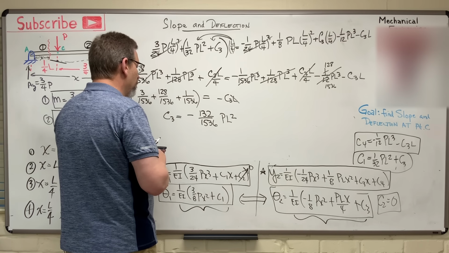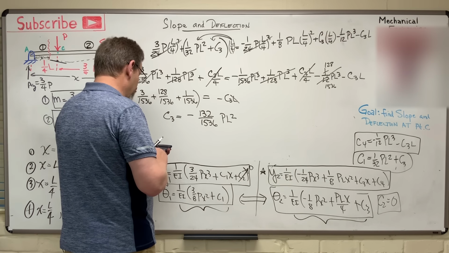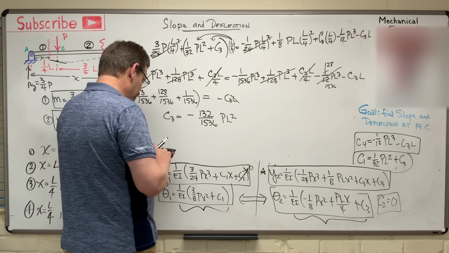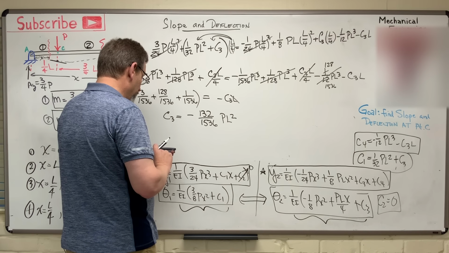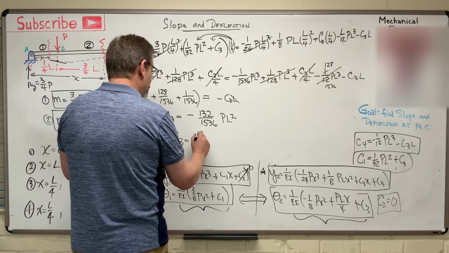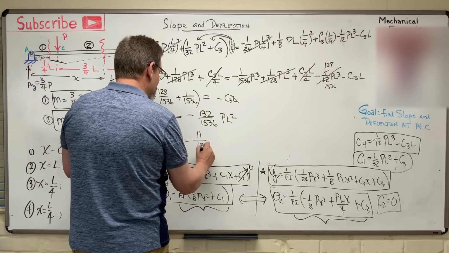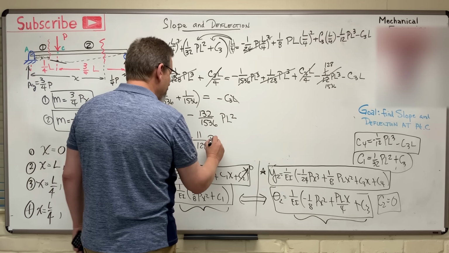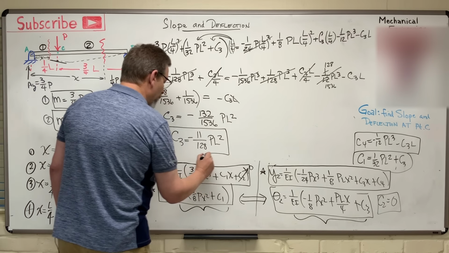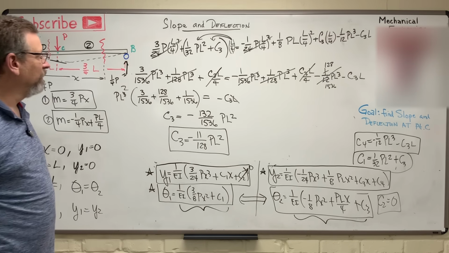Let's see. 132 divided by 12, and then 1536 divided by 12. Okay, here we go. So C3 equals 11 over 128 PL squared, negative.